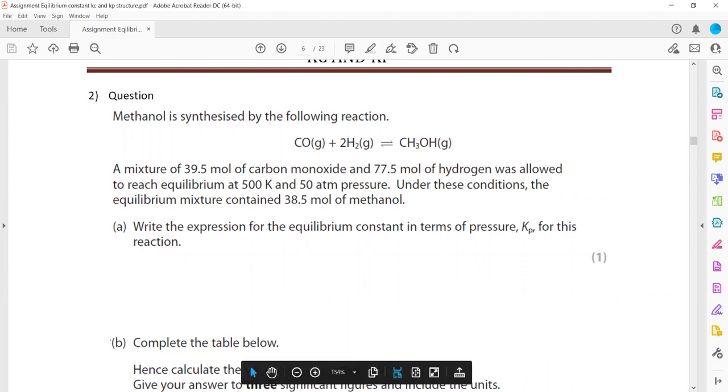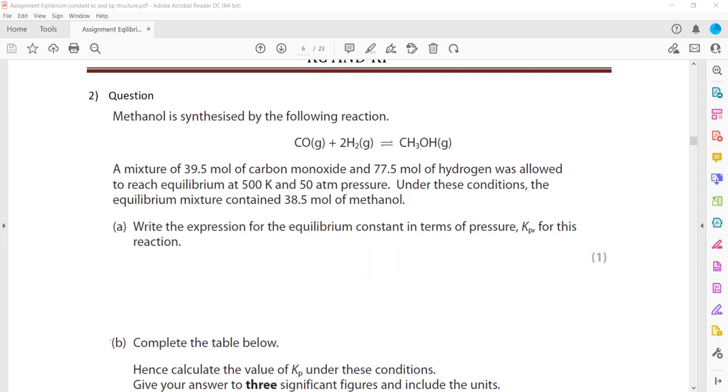Carbon monoxide is mixed with hydrogen and the reaction is reversible. So when they react with each other, as a result, it will produce methanol. In the question, a mixture of 39.5 moles of carbon monoxide and 77.5 moles of hydrogen was allowed to reach equilibrium. So when they are reacting with each other, it reaches equilibrium at 500 Kelvin. That's the temperature at which it reaches equilibrium.